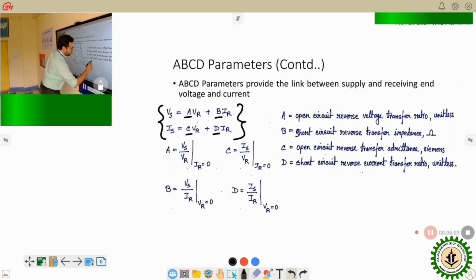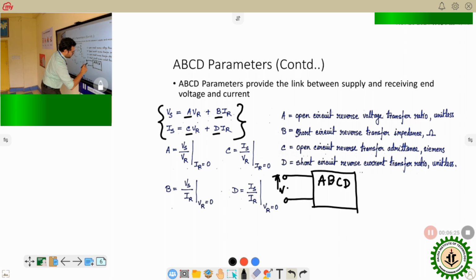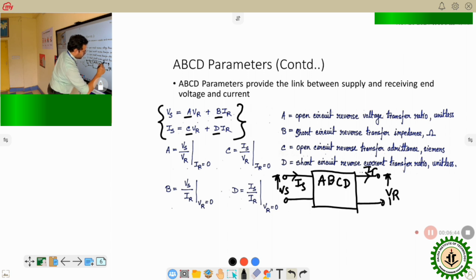So, if we draw the diagram of the two-port network, with this being the sending end and this being the receiving end, we can say that if this circuit is not closed, then it is open circuited and this open circuit is used to find the values of A and C.